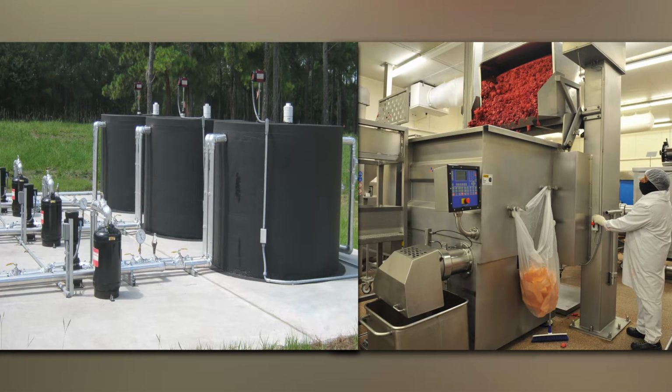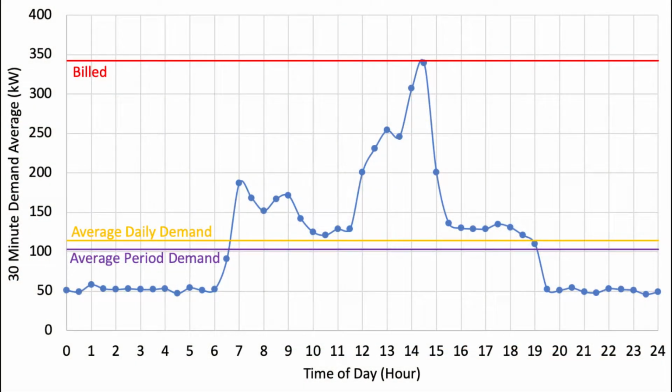Another solution is to implement a demand management system. A demand management system is any kind of equipment or procedure that helps shave off demand during peak hours. This can be done with new equipment or by a shift in normal operations. You should already know that utilities often determine your demand charges based on a 30-minute interval average of your actual demand, not on your period or even daily average.